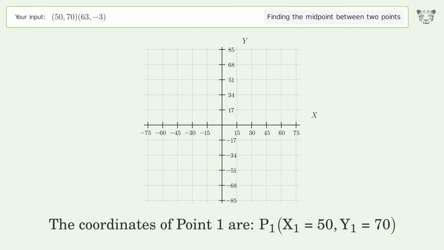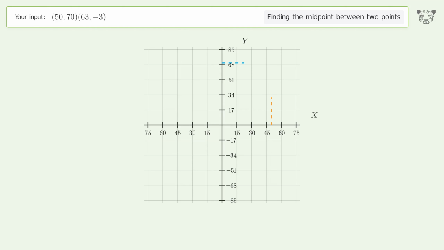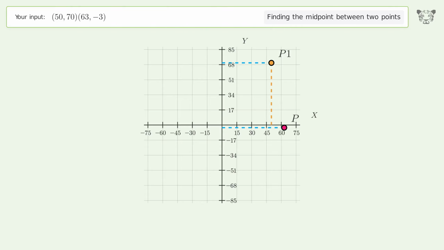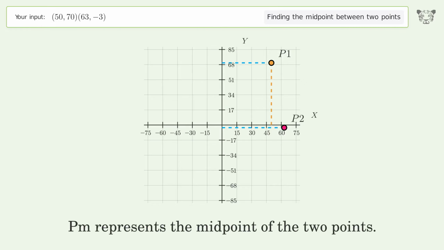The coordinates of point 1 are x1 equals 50, y1 equals 70. The coordinates of point 2 are x2 equals 63, y2 equals -3. PM represents the midpoint of the 2 points.